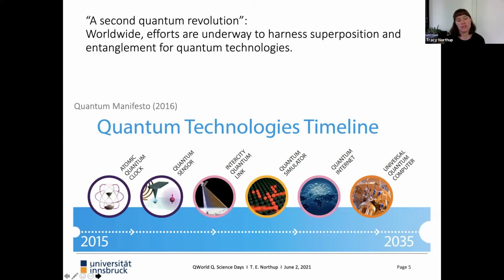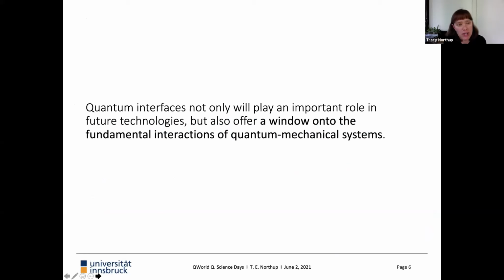I'm showing you different quantum technologies like sensing and simulation as a motivation. In Europe, this manifesto fits into the quantum flagship program, which is a 10-year program for funding quantum systems. But what I want to emphasize before I start my talk in depth is that this is not really just about technology. This is really fundamental science.